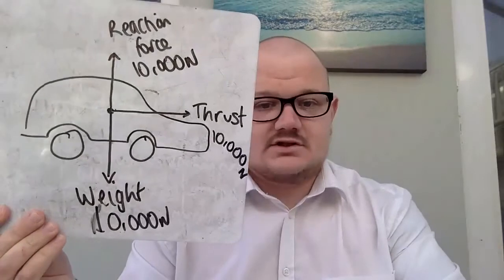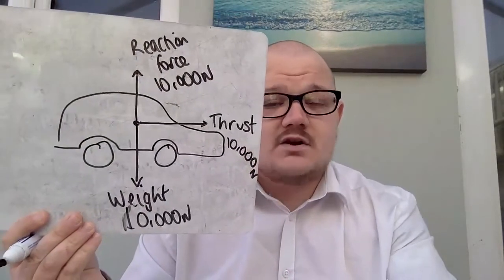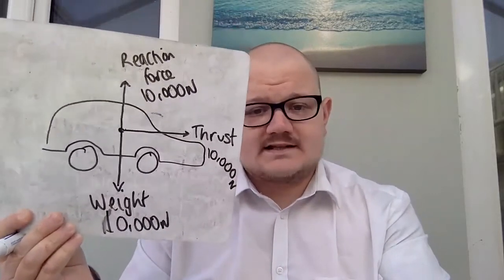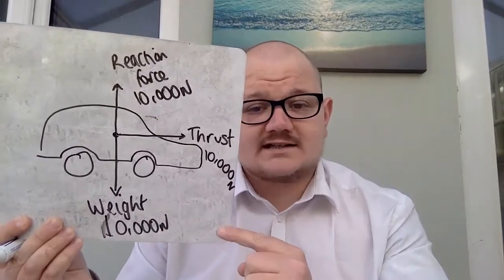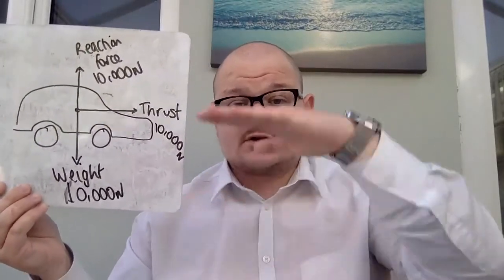So I'm going to say that my forwards force is thrust. And I'm going to give that a size of 10,000 newtons. And the reason why I've given it 10,000 newtons is because if you look at the size of my arrows, all of the arrows are roughly the same size. And we know that the size of the arrow indicates the size of the force. But this still isn't finished. This currently tells me that the force acting downwards is equal to the force acting upwards. So the car is staying steady, it's not going down, it's not going up.